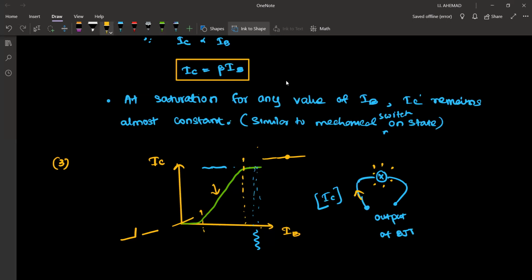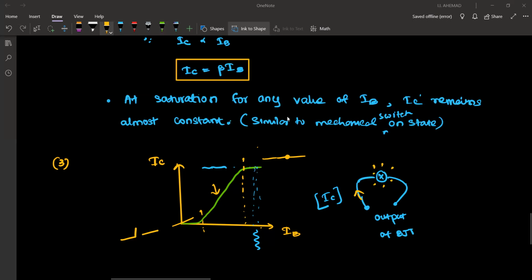Up to this, is it clear, Shahama? Before we go to active, are you clear with saturation? Why we can use saturation as switch on?